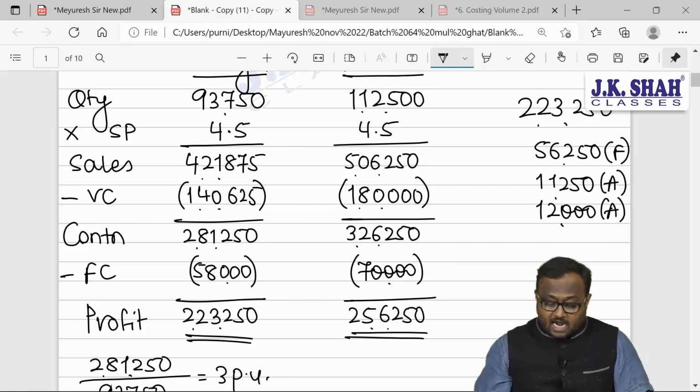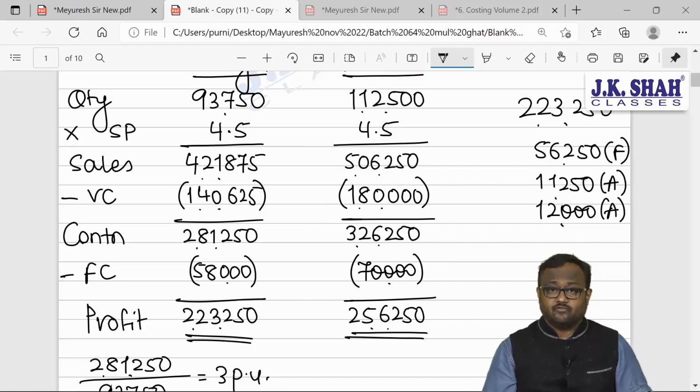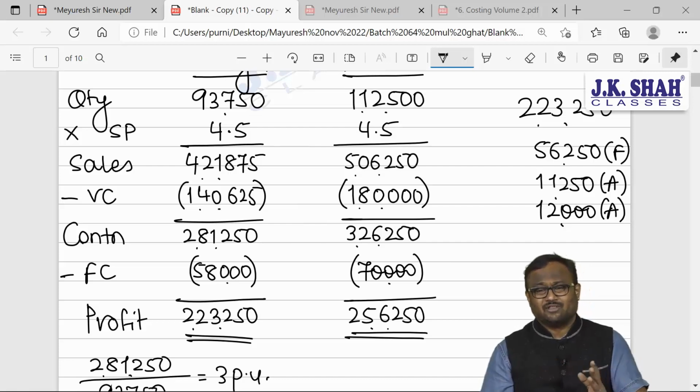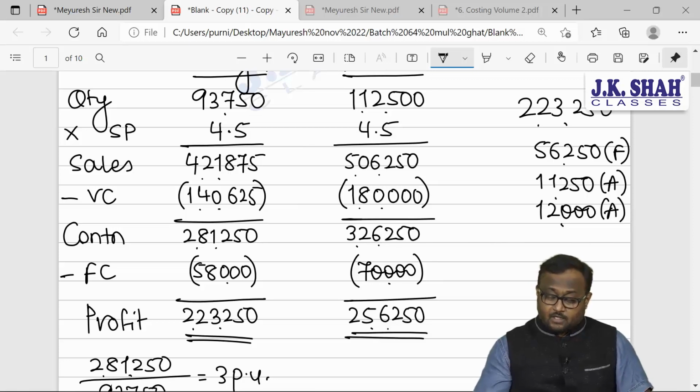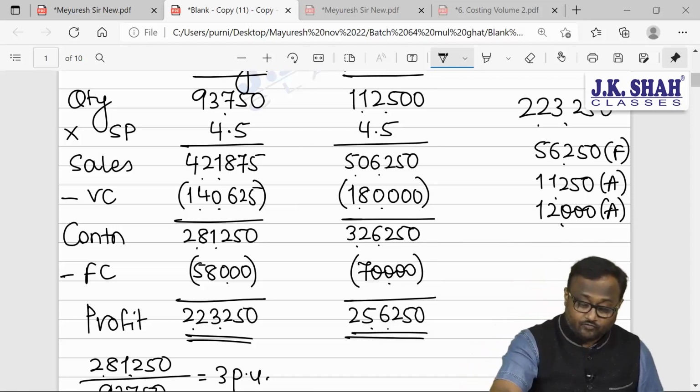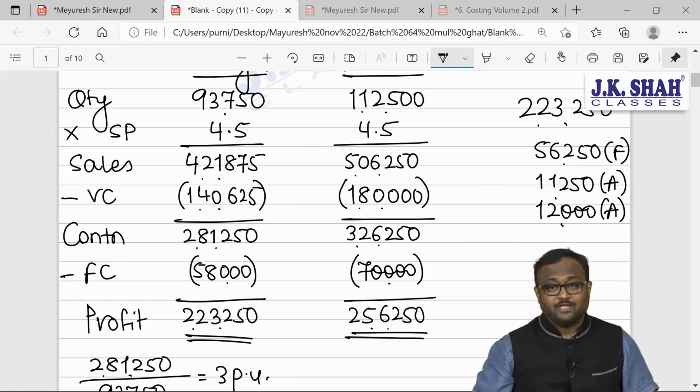So guys, I cannot see any other variance. There is no material, labor and other information given. They have simply said variable cost, so that must be inclusive of everything. We are not bothered. So 223,250 should have been the profit.